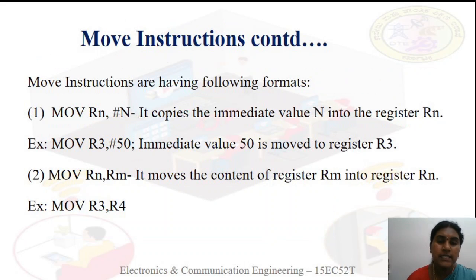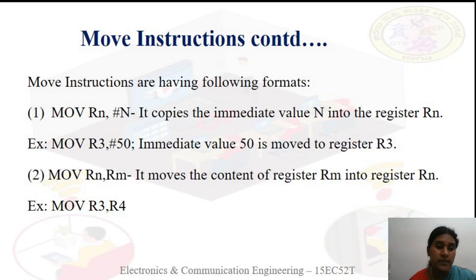Now we will see some of the formats and examples with respect to the move instruction. In the first one, consider this format: MOV Rd, immediate value N. What do you mean by this? It copies an immediate value N into the destination register Rd. I will take one example. The example is MOV R3, #50.